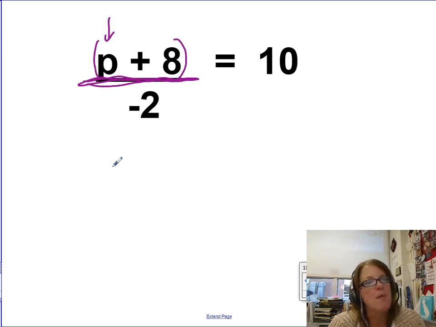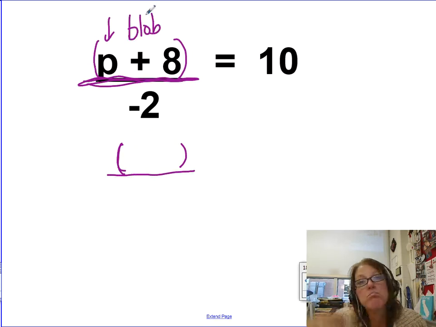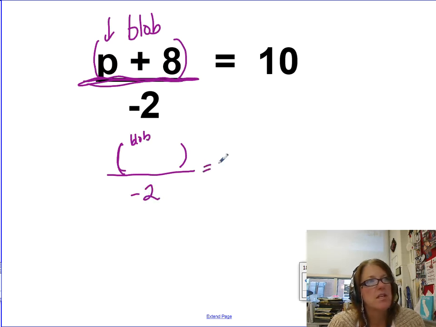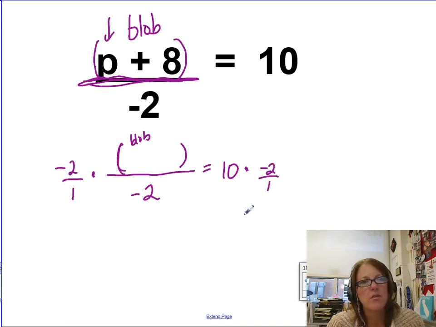This whole blob right here is being divided by -2. I'm going to have you do the same thing again. I want you to write empty parentheses because I'm thinking of this as this big old blob, okay? This whole blob divided by -2 equals +10. To counteract dividing by -2, I want you to multiply by -2 on both sides. Okay, now why did I do that?